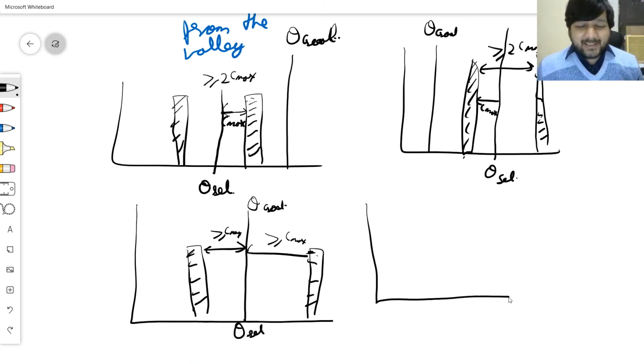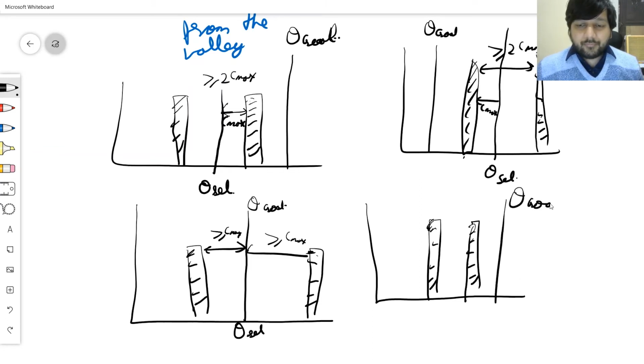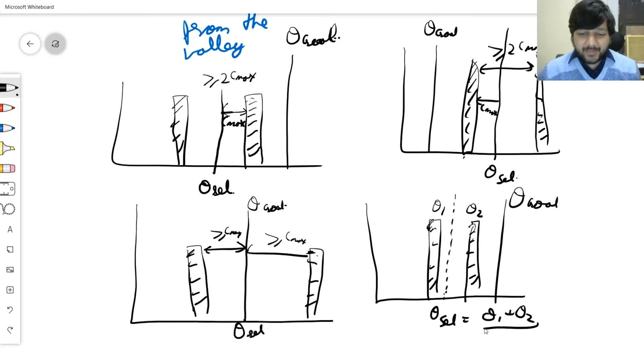Let's take the narrow cases. So that's a narrow case. Now I'll have to go to the middle of this. And if I say I'll have to go to exactly the middle of this, what I basically mean is let this be theta 1 and theta 2. So theta selected will be equal to (theta 1 plus theta 2) by 2. And it doesn't matter if theta goal was here; then also the same case would have occurred.